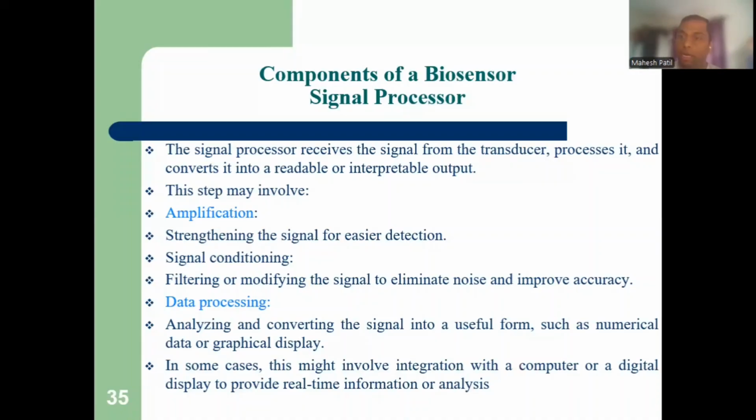I may use signal conditioning. If there is noise present, I may filter it out and modify the signal to eliminate the noise, and improve the accuracy. So in such cases, I may have to increase my signal-to-noise ratio. Noise will be suppressed and my signal will be amplified.